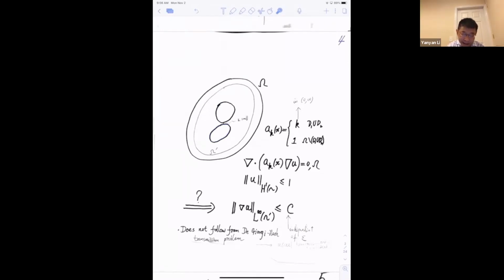But they can be getting close. So this is epsilon, which is small. So the distance between them is small. In the limit situation, they can even touch. So the coefficients we are given are piecewise constant. So let's say inside here we have a k, and here we have a k, and outside we have a 1. So k is greater than 0 and less than infinity. So this is elliptic.